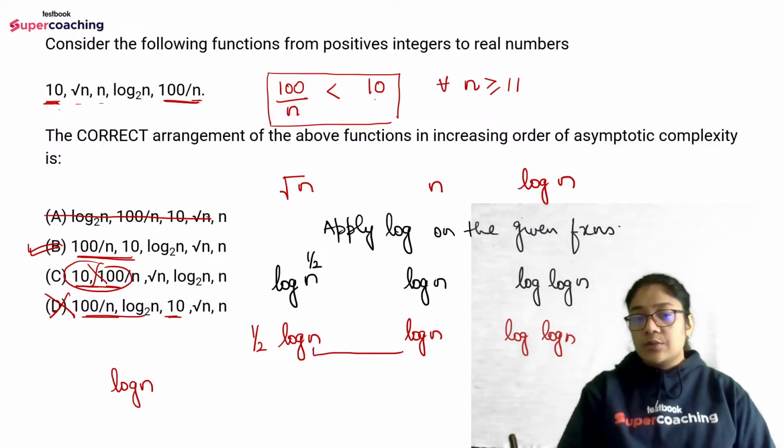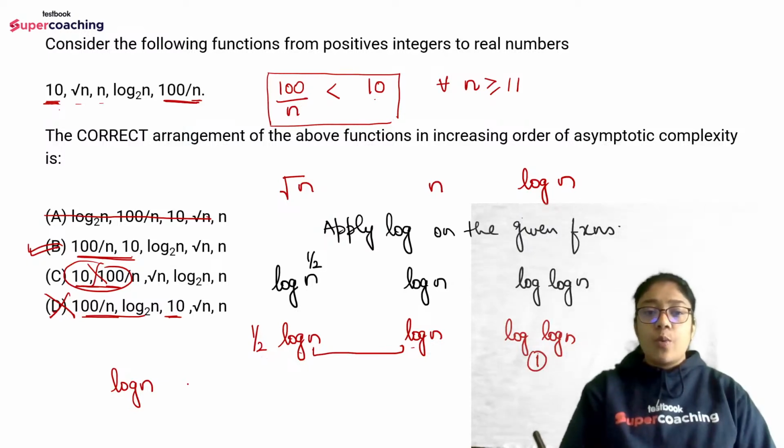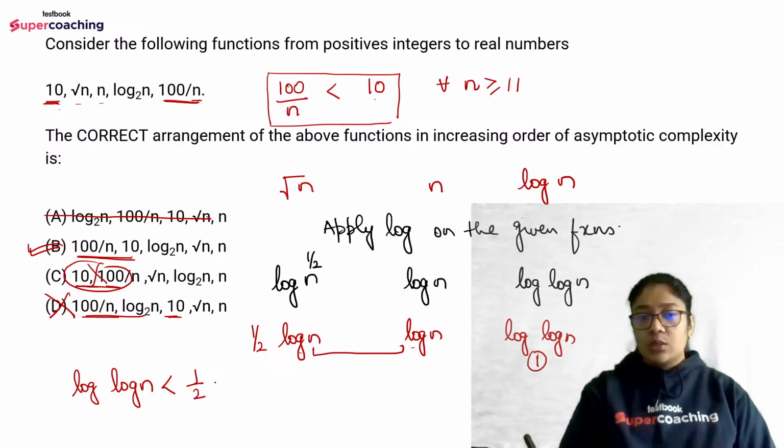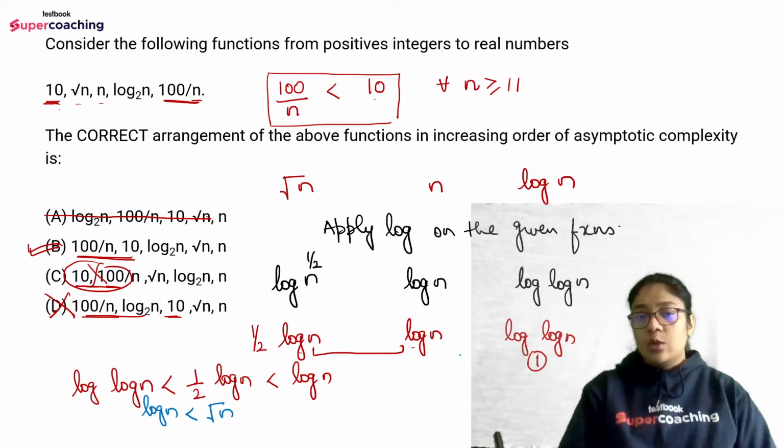Now out of these functions, this is smallest one. Then out of 1 by 2 log n and log n, same type का function है, but here we cannot ignore the constant. So 1 by 2 log n is smaller. Log of log n is smaller than 1 by 2 log n and this is smaller than log n. So basically log of log n हमारे पास किसके corresponding आ रहे हैं? We are getting this corresponding to log n. That means 1 by 2 log n is for root n and log n किसके लिए आया है? This is for n.